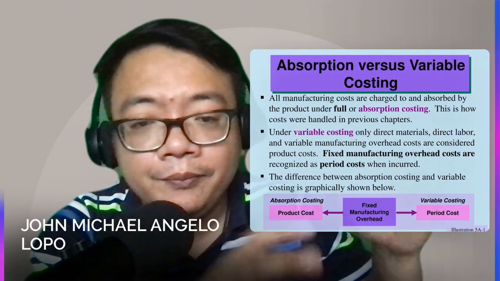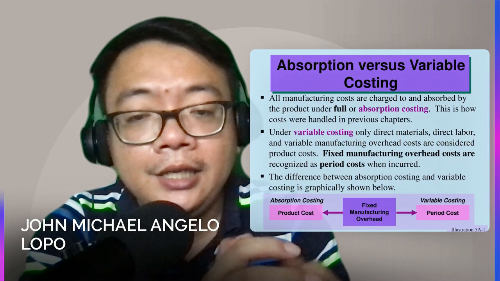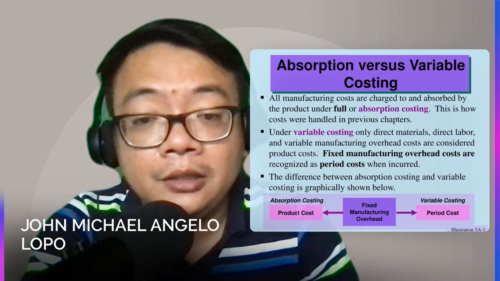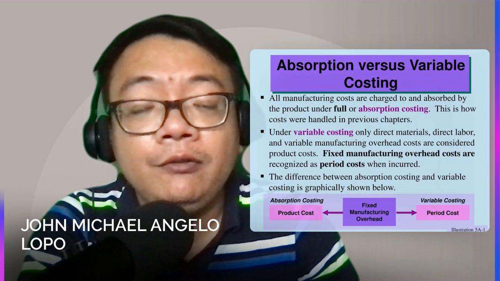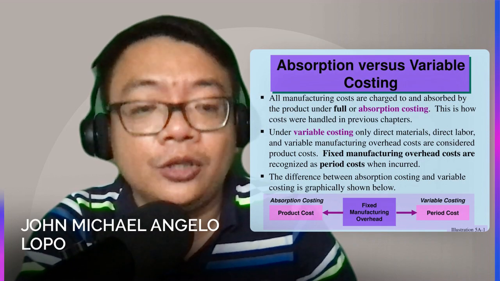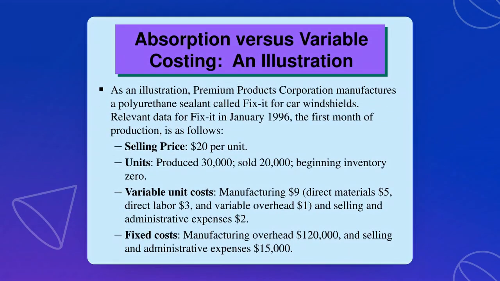So again, we go back to this one. The difference here is all about the fixed manufacturing overhead. In the absorption costing, it is part of the product cost, or part of the inventoriable cost, while in the variable costing, it is part of the period cost or expensed outright. And class, that is the difference between variable and absorption costing. By the way, absorption costing is also known as full costing, and variable costing is also known as direct costing.